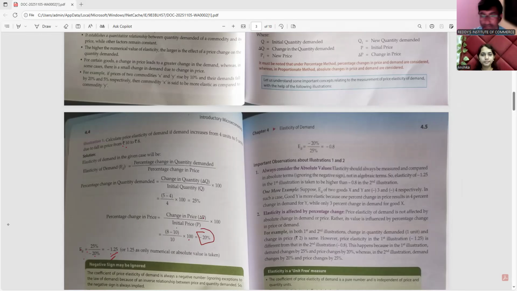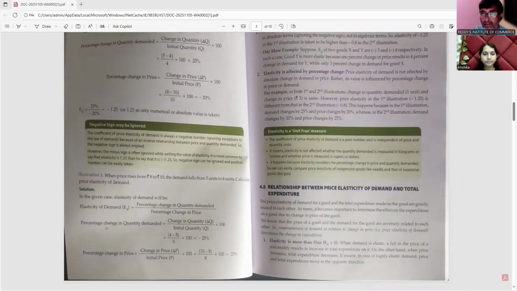So this is the numerical calculation of elasticity of demand. So I think at the end of the chapter you need to calculate all these calculations. Again, when price rises from 8 to 10, the demand falls from 5 to 4 units. Now calculate price elasticity of demand. First of all, you need to write the formula. What is the formula of elasticity of demand? This is the formula. So you need to calculate quantity, right? Change in quantity demanded divided by initial quantity into 100.